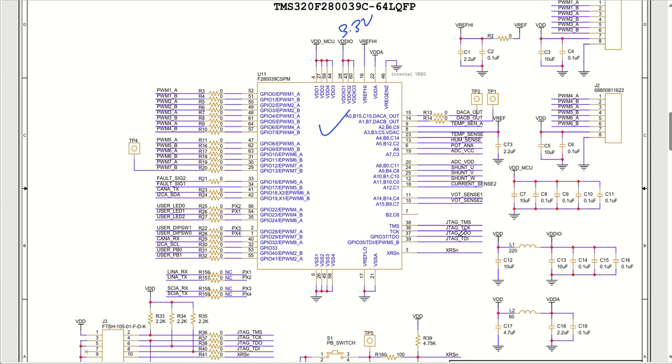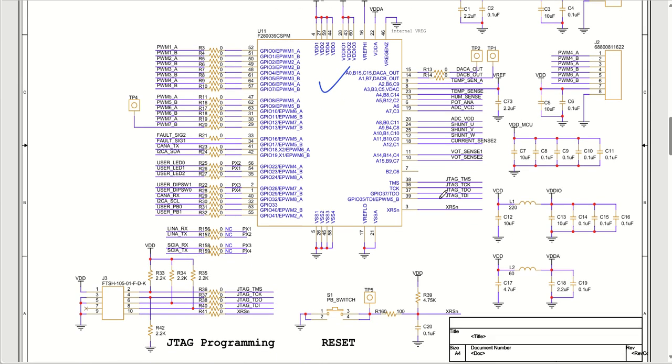Coming back to the JTAG part. This is the programming part that you can see here. You can see we have the TMS signal, TCK signal, TDO signal, and TDI signal, as well as the reset signal. So that is connected here at this particular 10 pin connector of 1.27 mm pitch. Okay. So you can use this connector for JTAG programming.